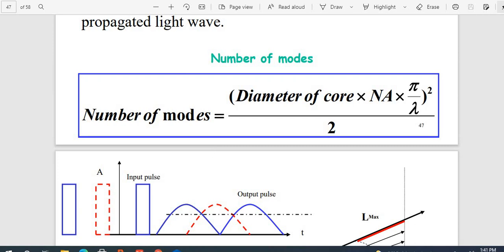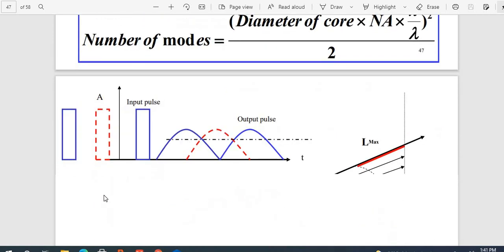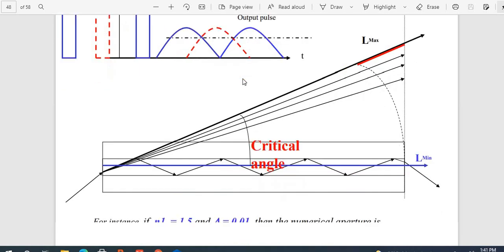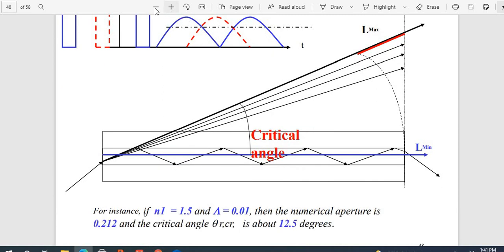Next, likewise, we can see the graph of it. See here, what is there? We have one particular pulse, right? We are passing it to the input part. This is the output end. It is getting deviated. How are we getting that? If you see the diagram of this particular fiber.